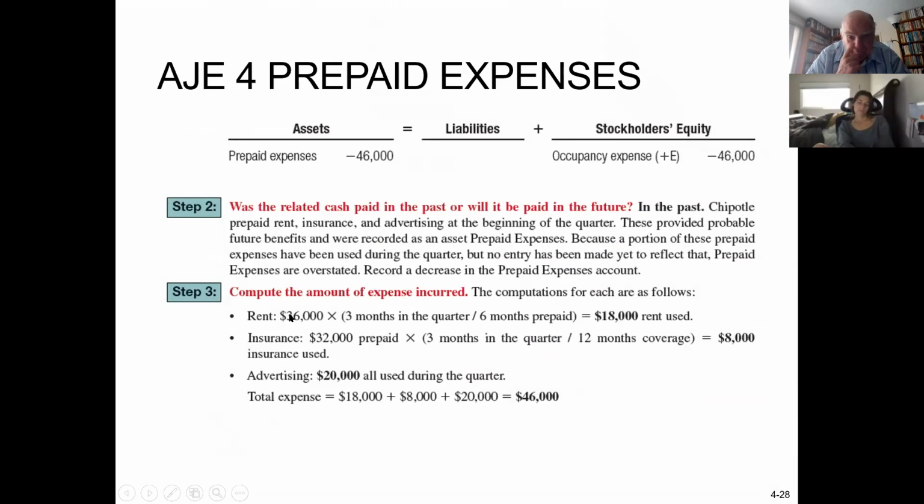Rent was 3 months. 3 months in the quarter. So that's $18,000, 6,000 a month times 3. Insurance, 3 months. They did a calculation. They came up with that. And advertising. Okay.